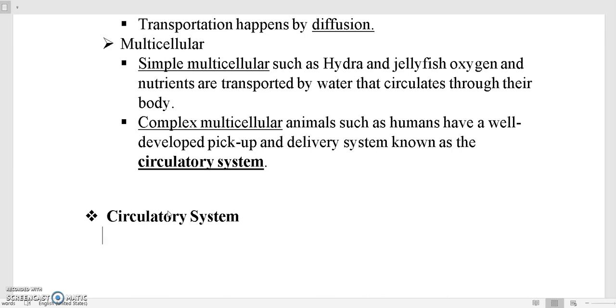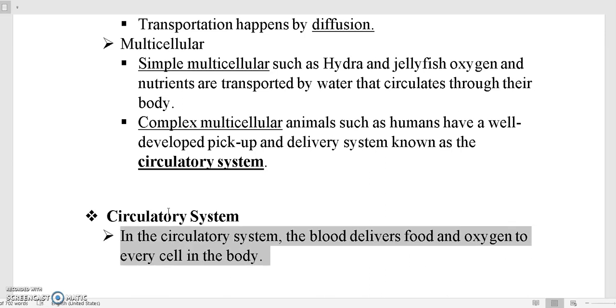So in the circulatory system, the blood delivers food and oxygen to every cell in the body, because that's the only liquid in our body that is able to transport and deliver all the required materials, that is, food and oxygen in the case of human beings.